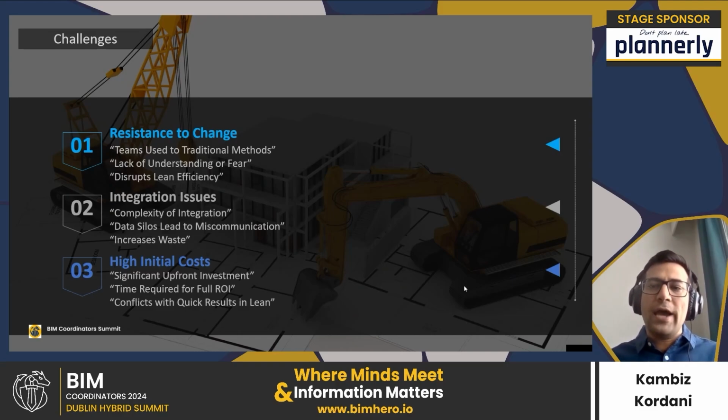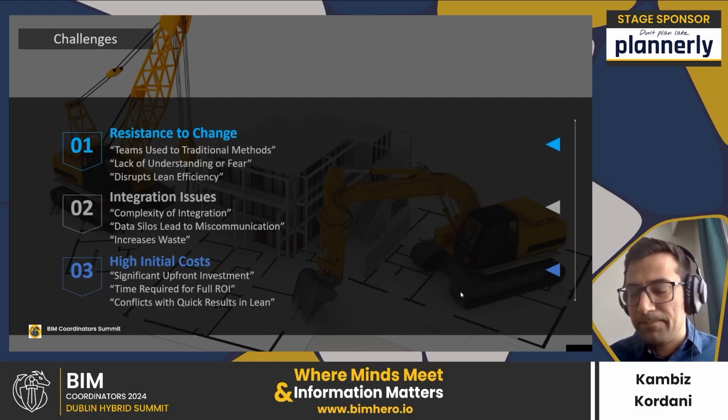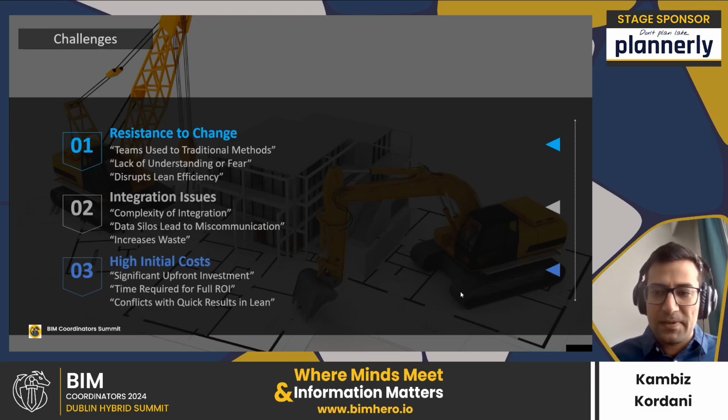Another challenge is the high initial cost and time investment, as I mentioned before. If you want to implement BIM properly, it requires significant investment, whether in software, hardware, or training, because you should train and have a good engineer to develop your models. Additionally, I think the pressure to deliver quick results can conflict with the time needed to properly implement and integrate BIM. Lean environments prioritize speed and efficiency, but rushing the BIM implementation process can lead to poor execution.